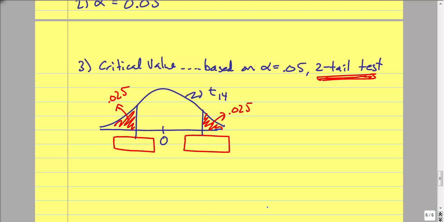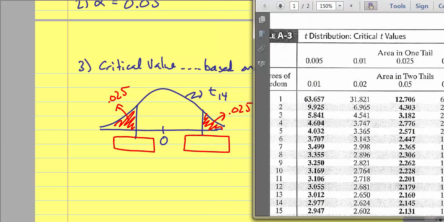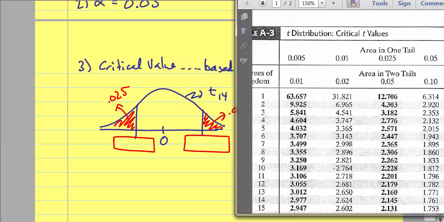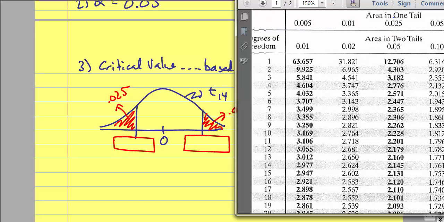So let's go ahead and go after our t-tables for this one. I have 14 degrees of freedom, so I can come down here to 14 degrees of freedom, and this says I have 0.025 in one tail or 0.05 in two tails, so it's going to be this column. Area in one tail, area in two tails match my picture. And I have 14 degrees of freedom, so I'd have 2.145 as my value.